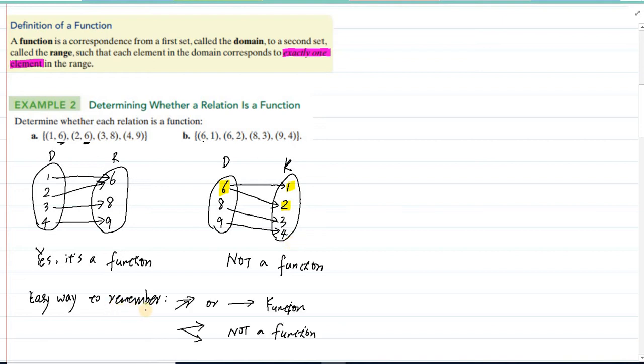The easier way to remember is if we have arrows like the first case we have right here, with just one arrow each, those are functions. If we have an arrow that splits into 2, that means it's not a function. On your homework, even though sometimes the question is multiple choice, you must show your work on your tests and quizzes. Otherwise, you won't receive any points.